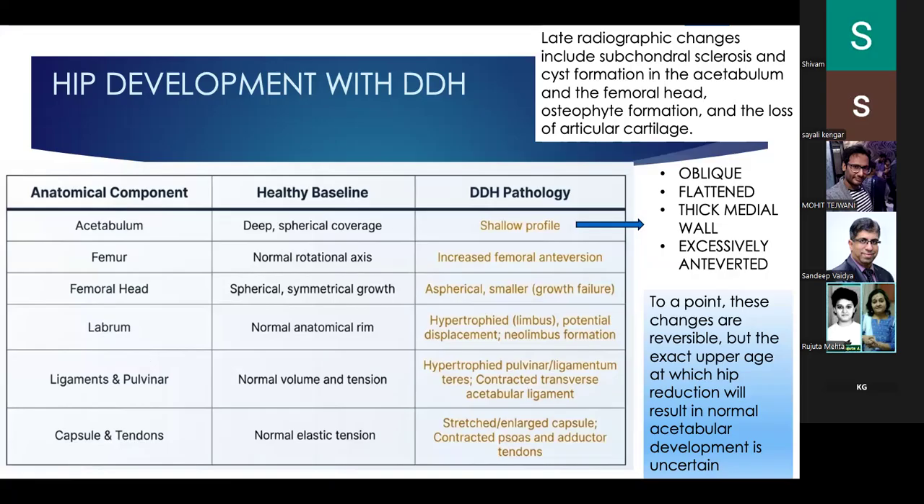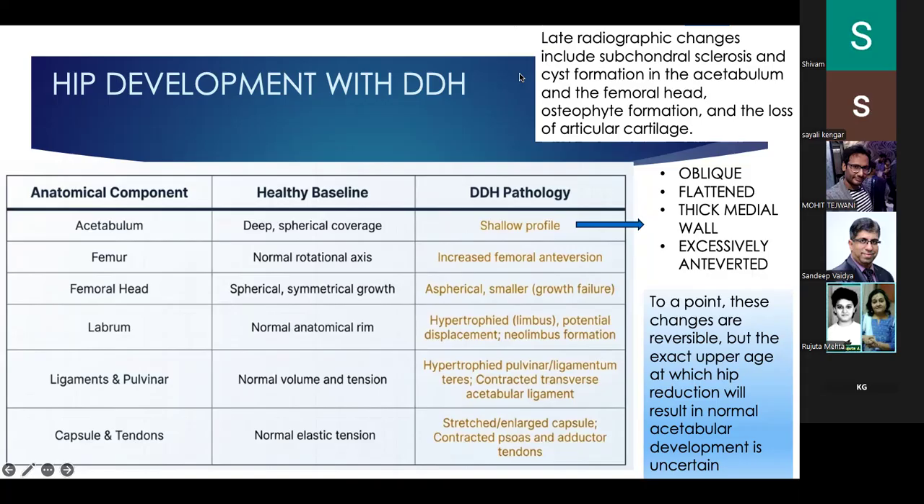Hip development with DDH. So, we see pathological changes in different structures around the hip in a DDH patient. The acetabulum shows a shallow profile. The acetabulum may be oblique, flattened, with a thickened medial wall, and excessively anteverted. In the femur, there can be increased femoral anteversion. The femoral head may be aspherical and smaller, with growth failure.